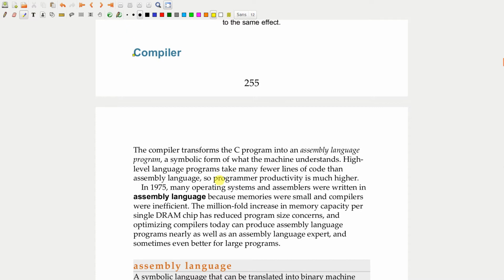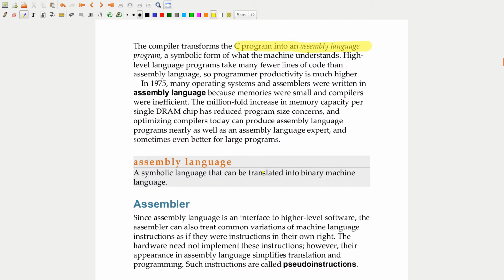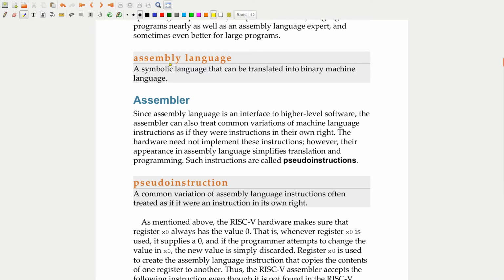So a little bit on the compiler. The compiler just transforms a C program into assembly language. That's about all we really need to know about that. The assembler: since the assembly language is an interface to higher level software, the assembler can treat common variations of machine language instructions as if they were instructions in their own right. So it can create pseudo instructions to simplify the assembly language.